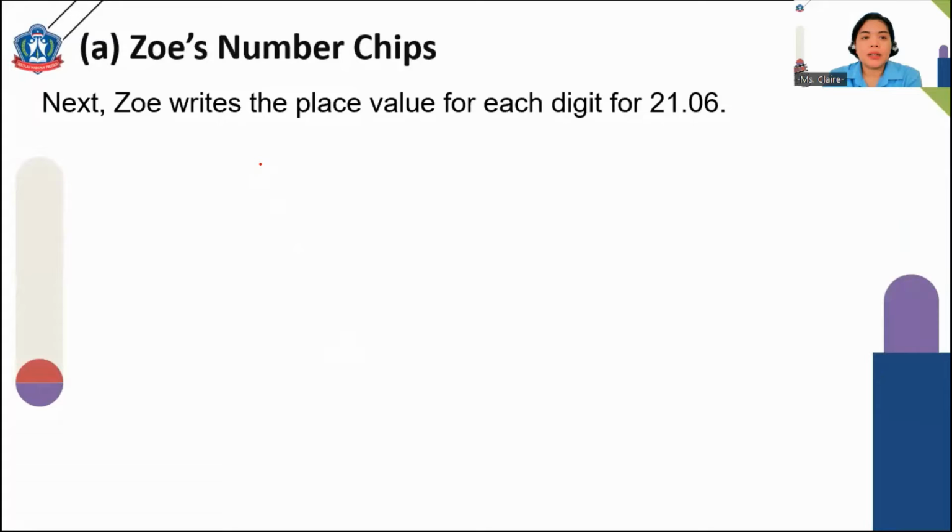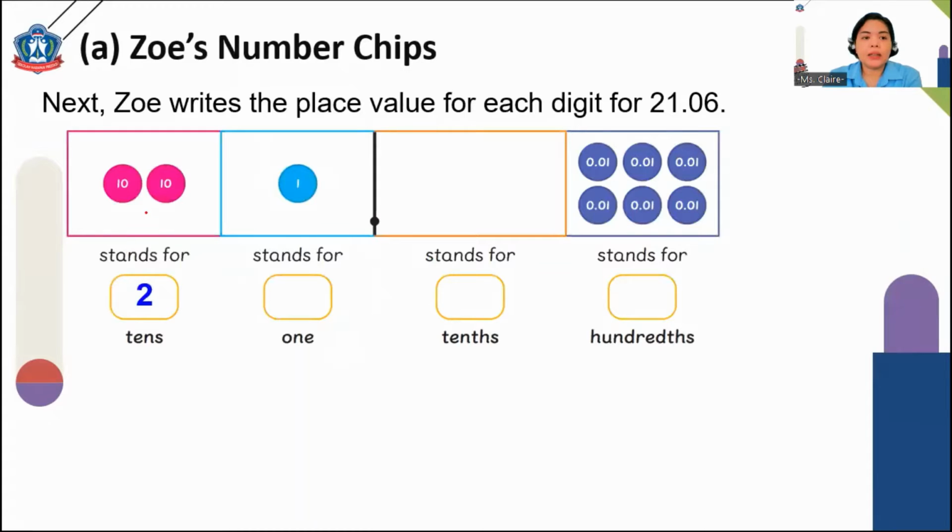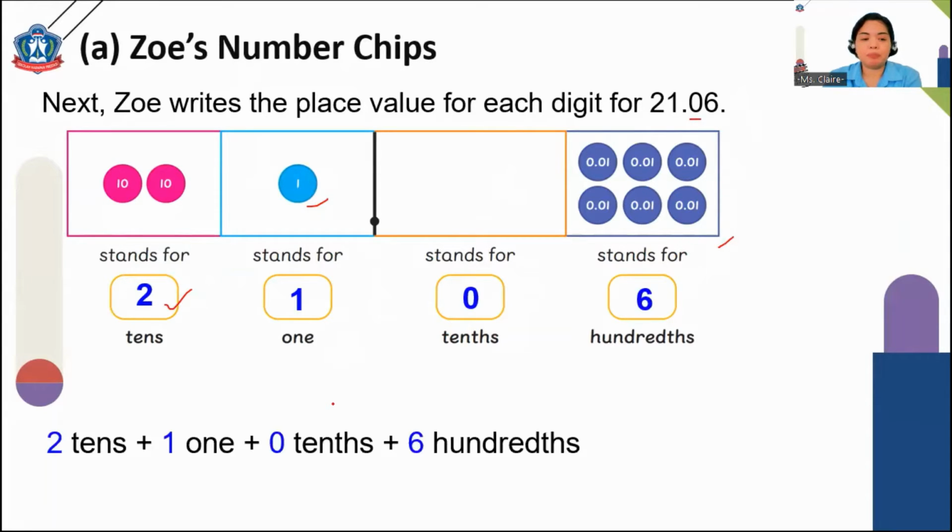Another, Zoe writes the place value for each digit for 21.06. So the 2 here stands for 2 tens. The 1 chip stands for 1 one. And we don't have tenths, so that is 0. For our hundredths, we have 6. 2 tens is equal to 20. 1 one is 1. For 0 tenths, we did not write anything here because it's 0. And 6 hundredths is 0.06.